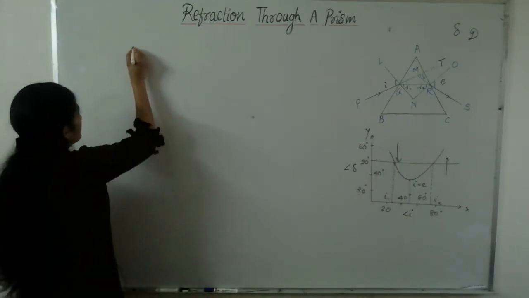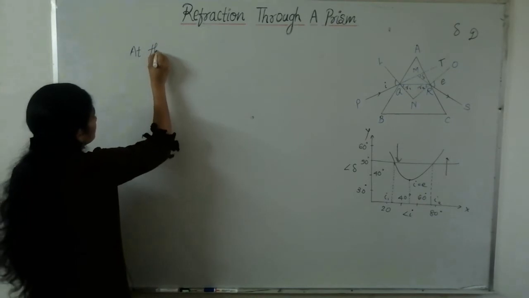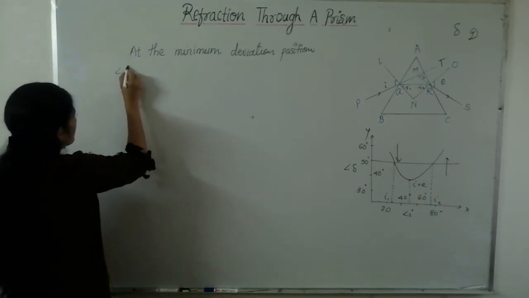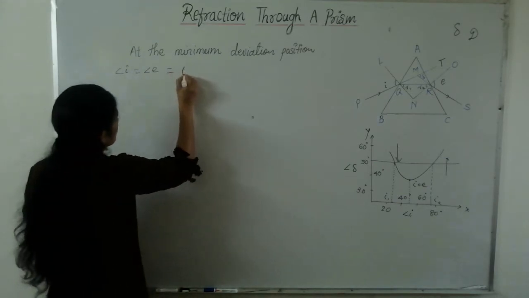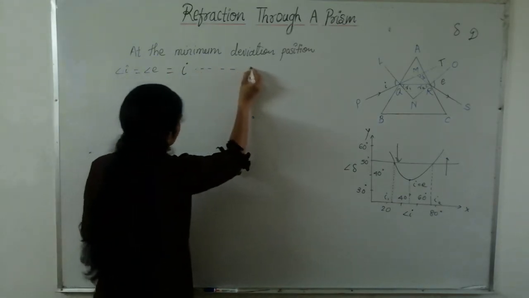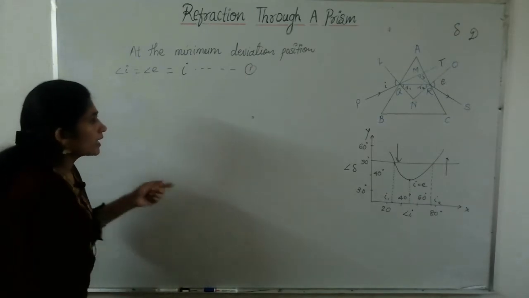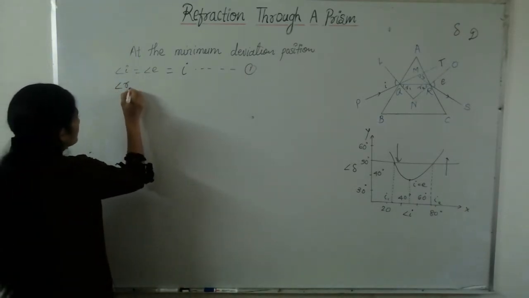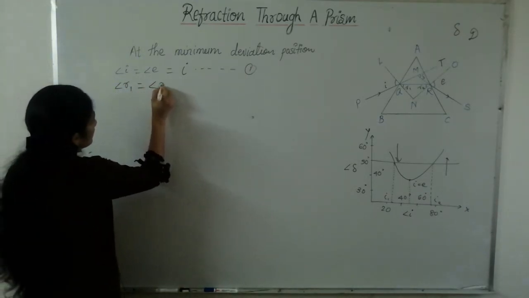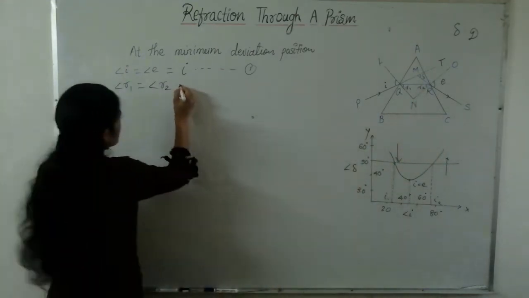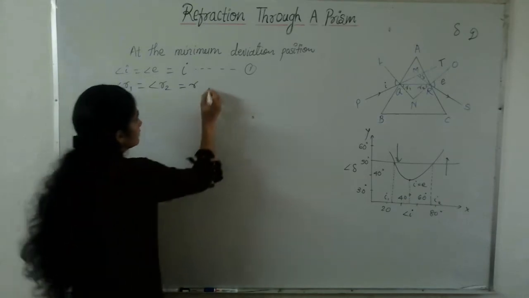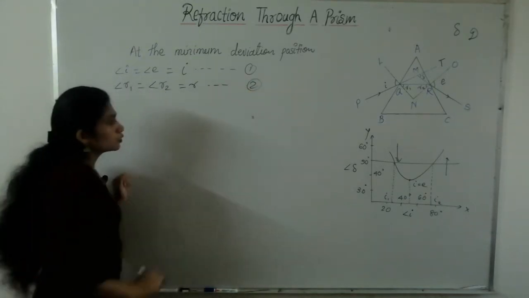So we can write at the minimum deviation position, angle of incidence is equal to angle of emergence is equal to, let's say, i. This is our equation number 1. And angle of refraction r1 and angle of incidence r2 for this face AC is equal to, let's say, r. So this is equation number 2.